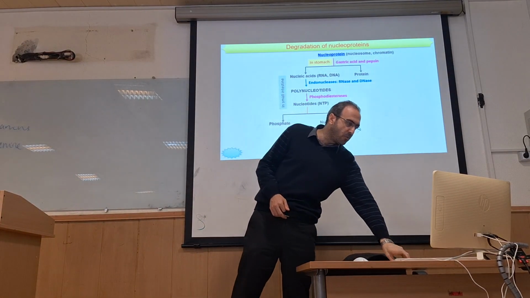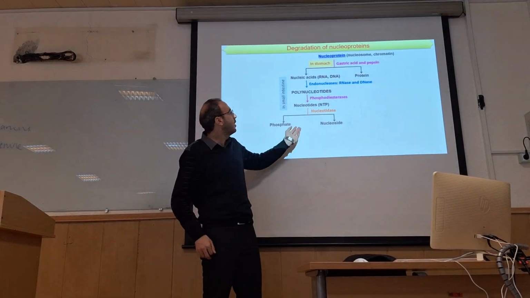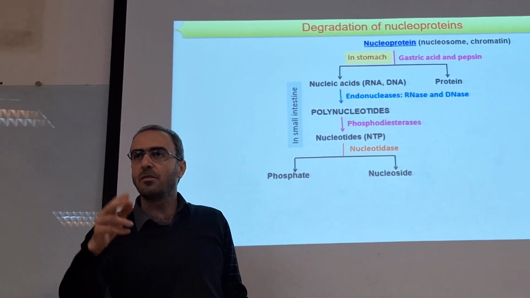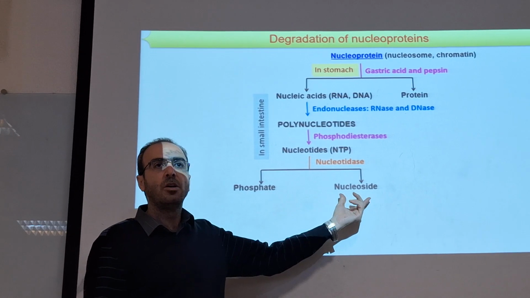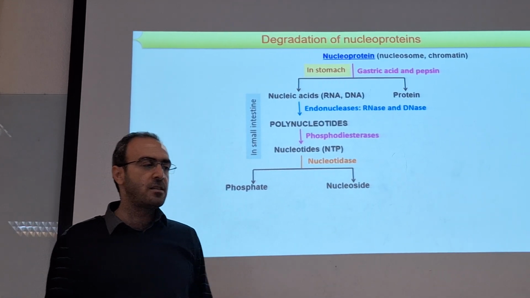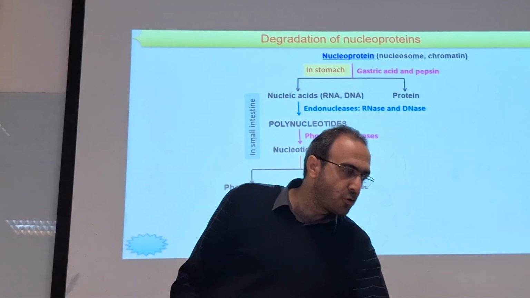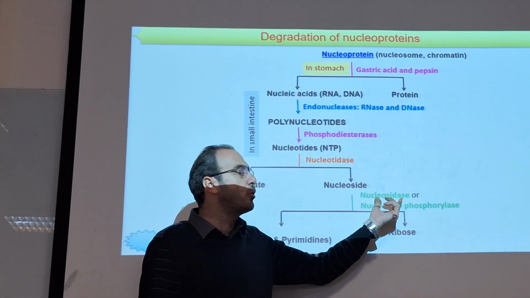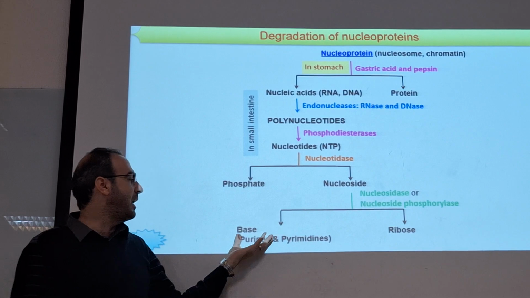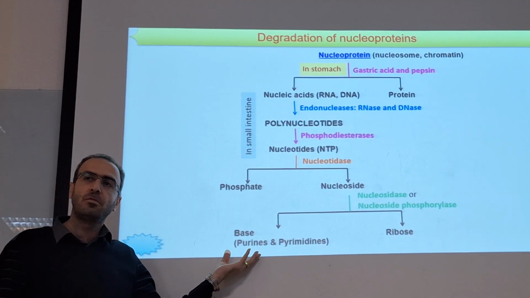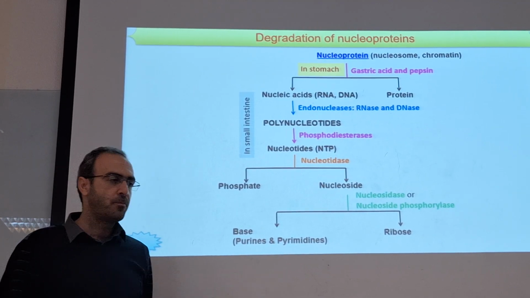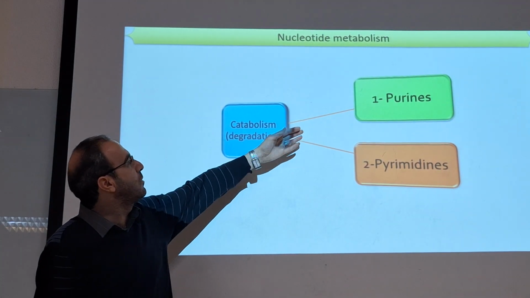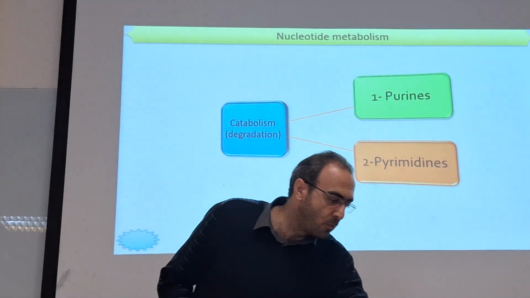First of all, we remove phosphate by nucleotidase. Nucleotidase removes phosphate. So what remains for us? Nucleoside. Nucleoside consists of what? Sugar and nitrogenous base. So the sugar is removed by nucleosidase and the base remains. It should be purine or pyrimidine. So we are going to talk about catabolism of purine and pyrimidine one by one.